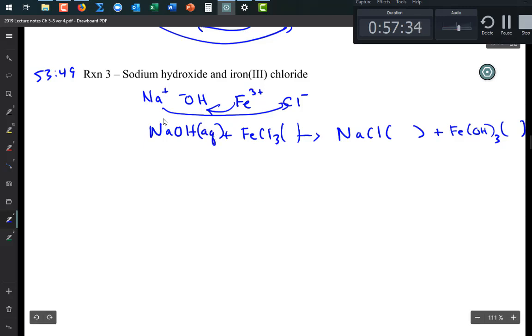Iron chloride. Chlorides are generally soluble. So iron is not an exception, so that's aq. Sodium chloride, well, some of them you just know. Salt is soluble. And iron hydroxide, solid. Okay. And then you could balance that. Something like that.